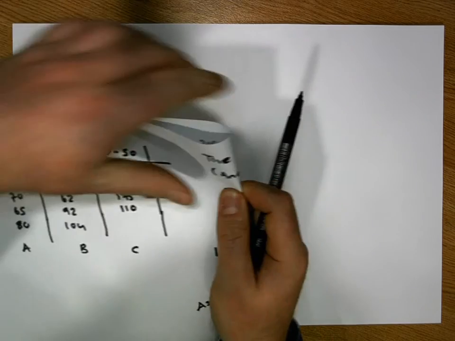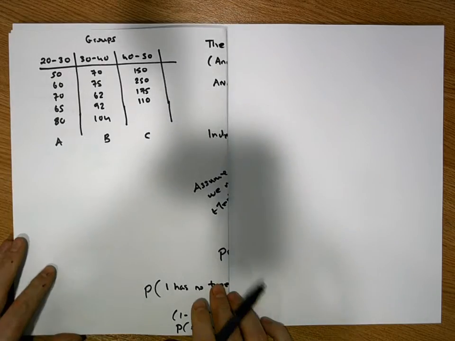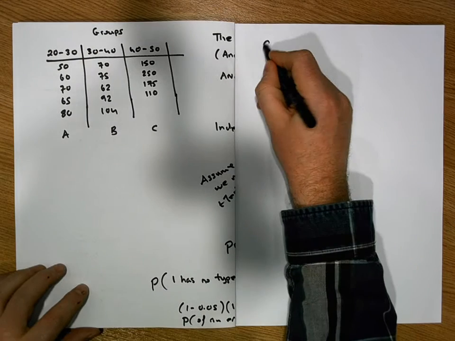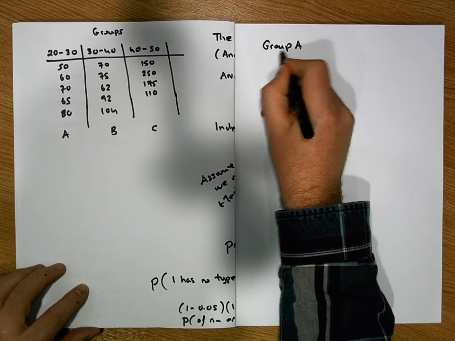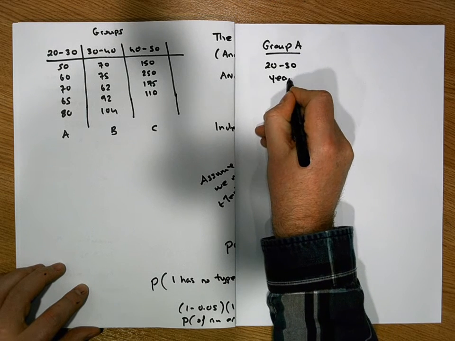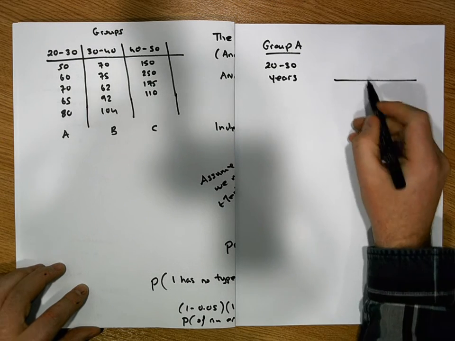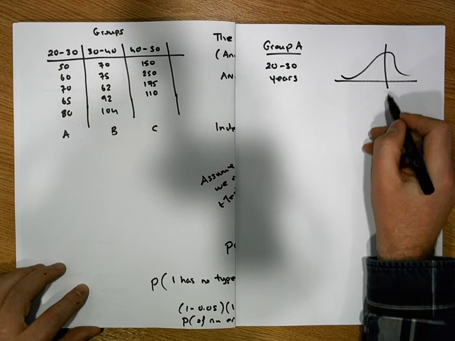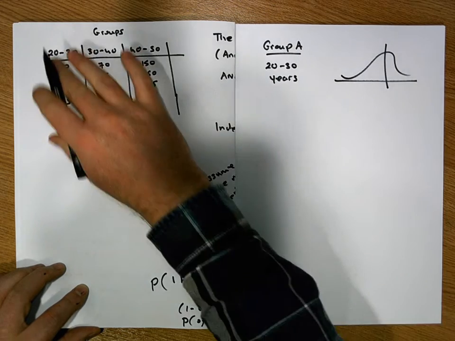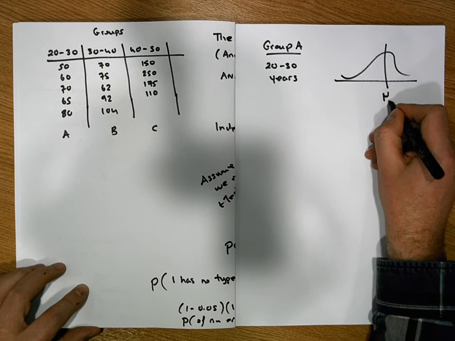Okay? So each one of our groups, Group A, Group B and Group C, has a particular distribution. So Group A, which is the 20 to 30 years of age guys, has a distribution. It has a particular distribution that has a particular mean value. Let's assume it's the population mean for that particular group where it's been selected from. So it's mu of A.